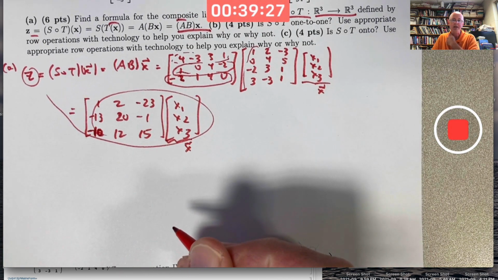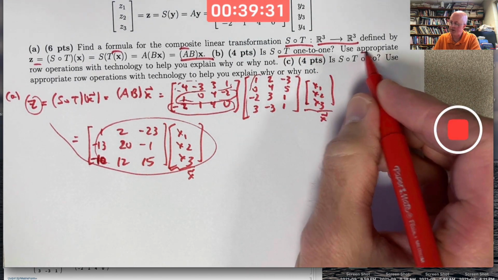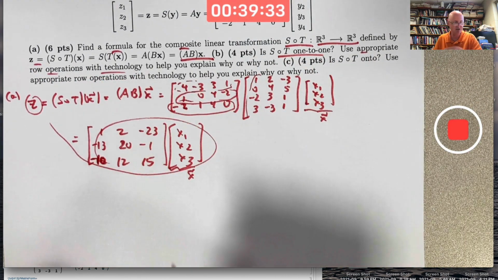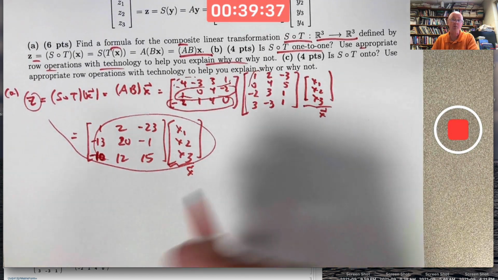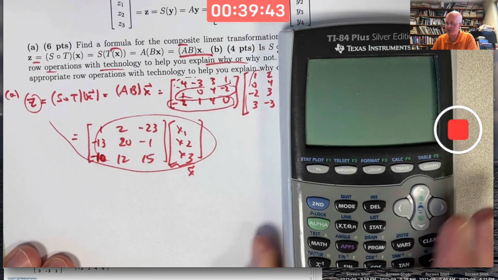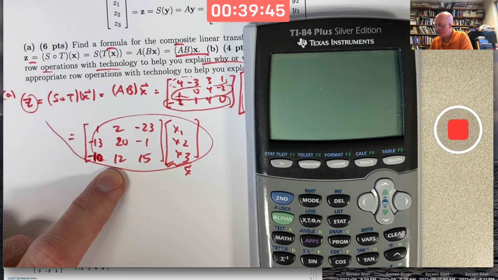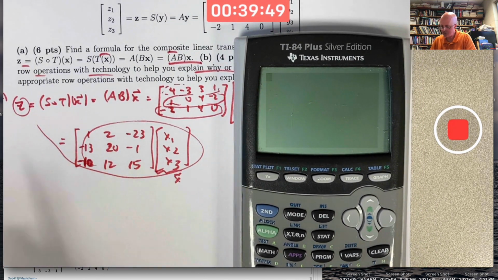All right, part B. Is S composed T 1 to 1? Use appropriate row operations with technology. I'm going to use my calculator to help you explain why or why not. And we'll use the ideas from the previous page. Is there a pivot in every column or not? We can just look at the coefficient matrix. We don't have to think about an augmented matrix. So let's get that into our calculator here.